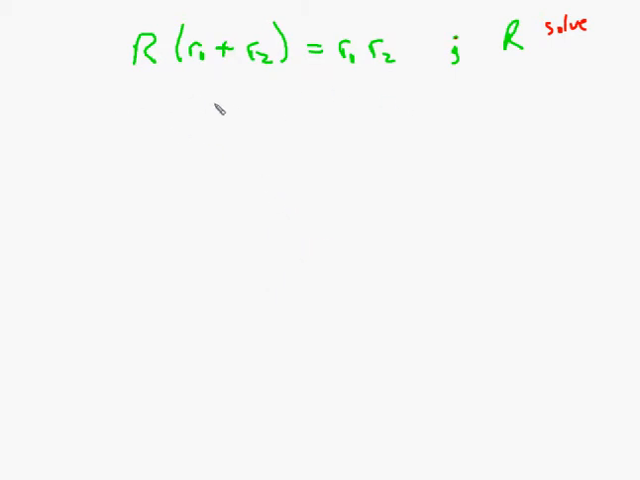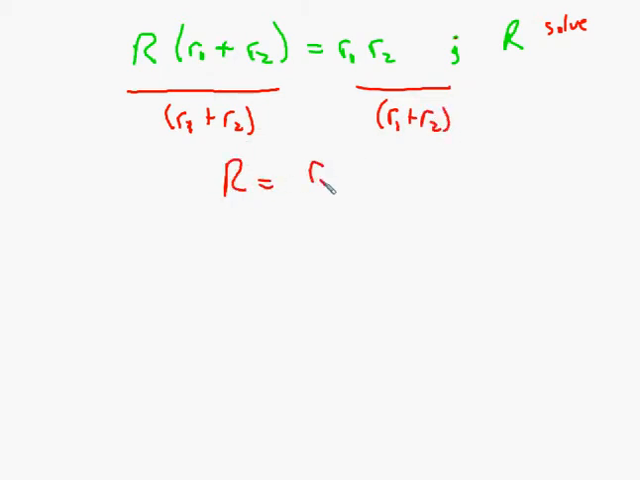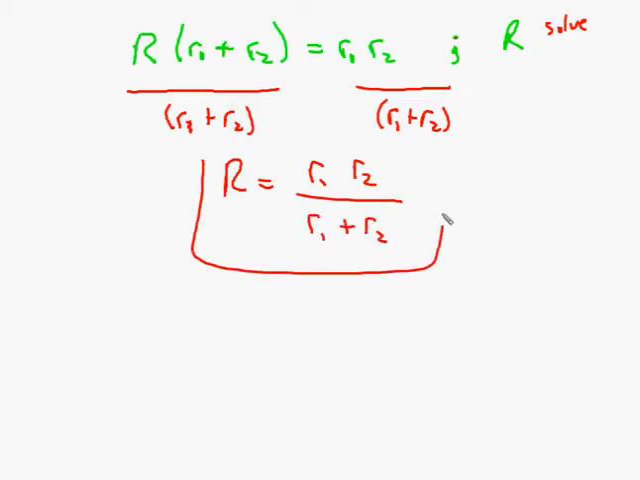As nasty as it looks, actually, there's only one thing I need to do. This R is being multiplied by this group, right? So how do I undo multiply? Divide. So I'm going to divide by the entire group. It's okay to divide by an entire group. I divide that whole group on both sides. So I get capital R equals R1 R2 over R1 plus R2. And I'm done.